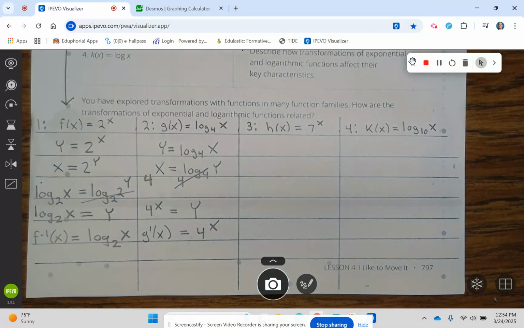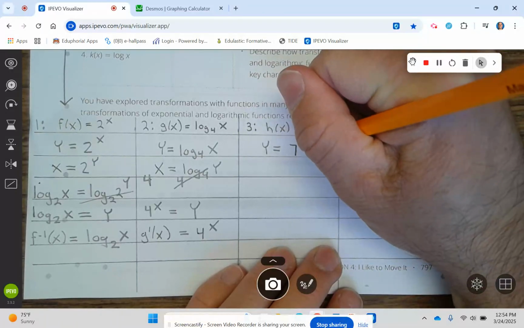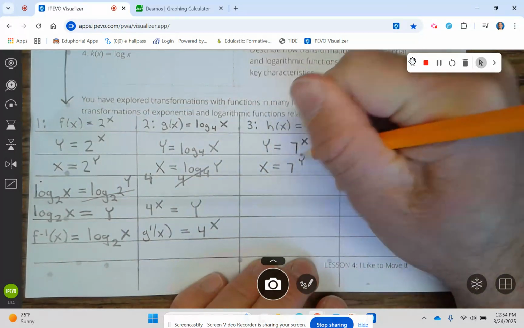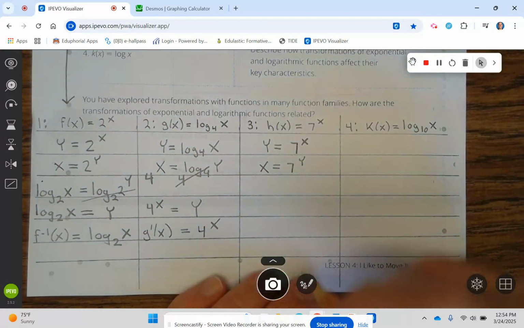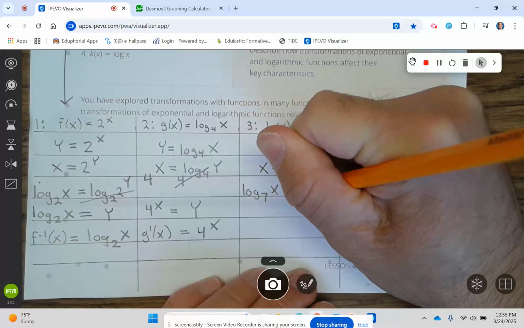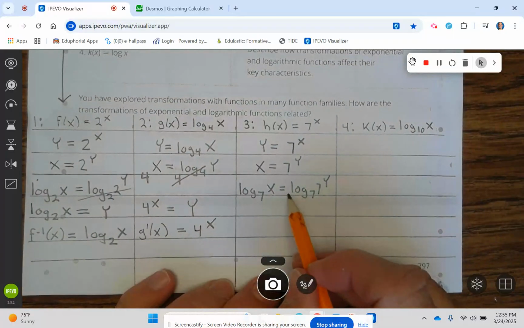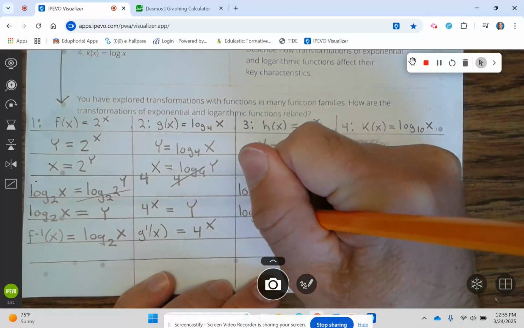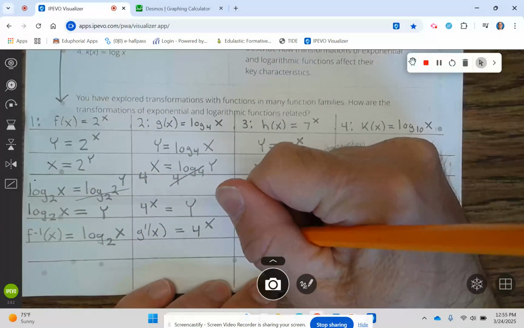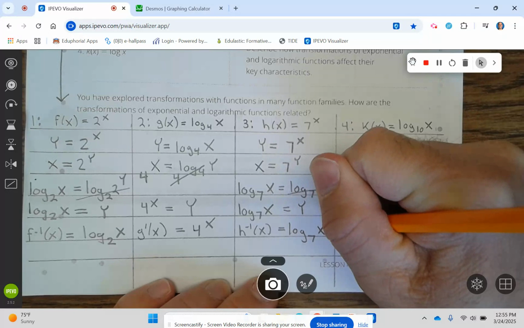Let's take a look at 3. Okay, first step, change h of x to y. So y equals 7 to the x. Switch x and y. So x equals 7 to the y. And then we're going to take log base 7 of both sides. Log base 7 of 7 cancels. So you're left with log base 7 of x equals y. So h inverse of x equals log base 7 of x.